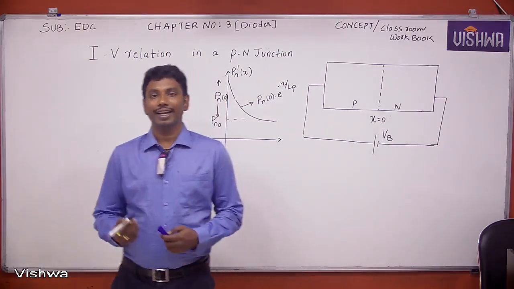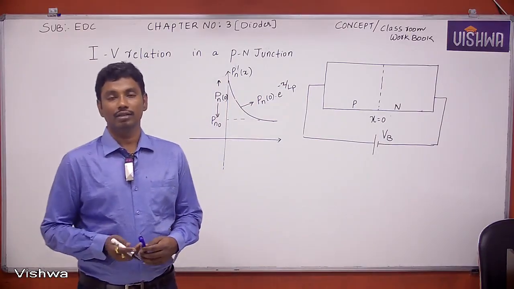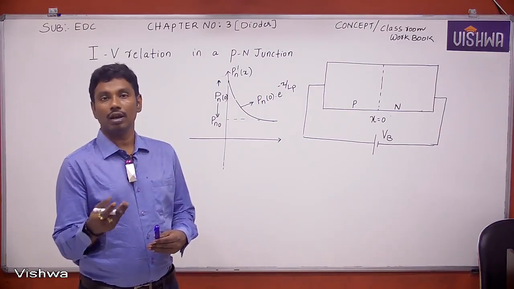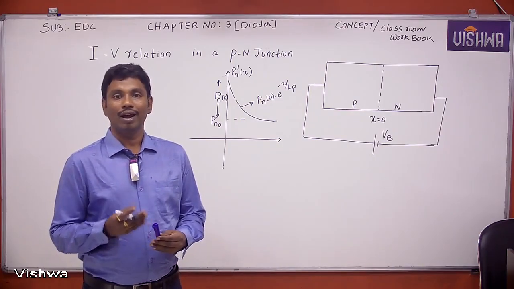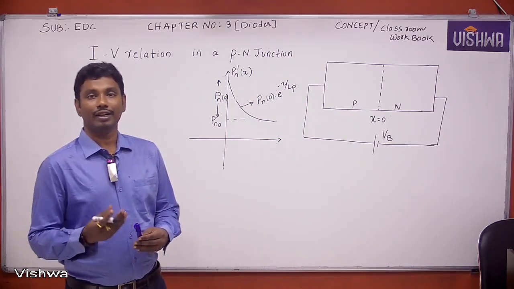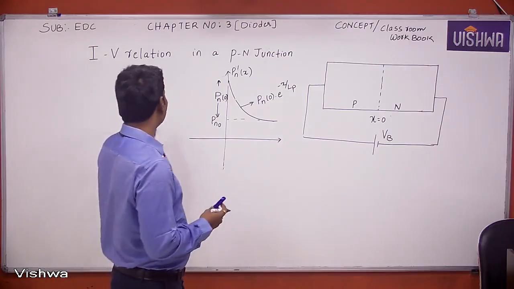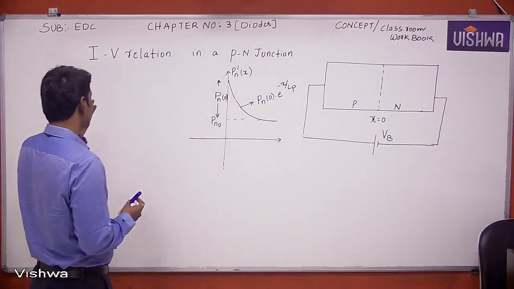Hello all. In my previous class, I discussed biasing of PN junction, that is forward bias and reverse bias. And also, I discussed IV characteristics of PN junction. Now, in this lecture, I will start with IV relationship in a PN junction.